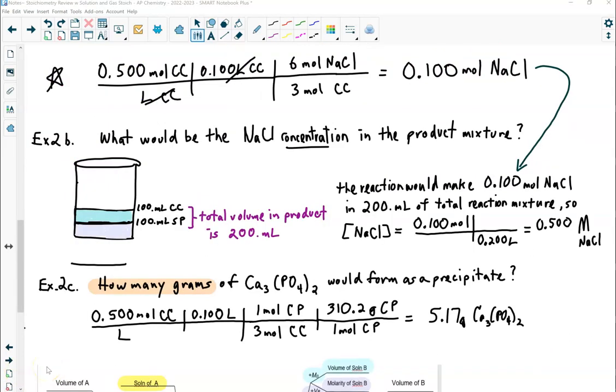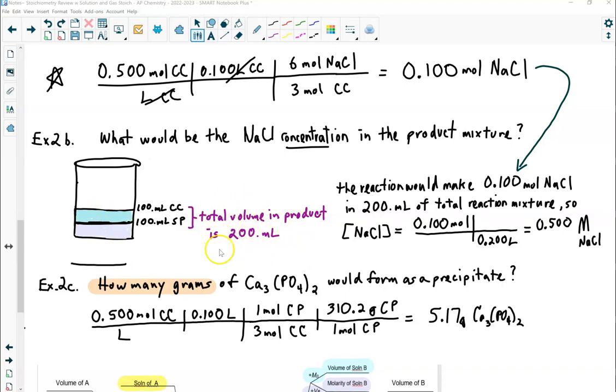As a variation on this theme, the College Board may go on to ask you, what would be the concentration of NaCl in the final product mixture? Well, you have to think about what we added. We added 100 milliliters of sodium phosphate. We added 100 milliliters of calcium chloride. And so whatever product is made will be in a total of 200 milliliters volume.